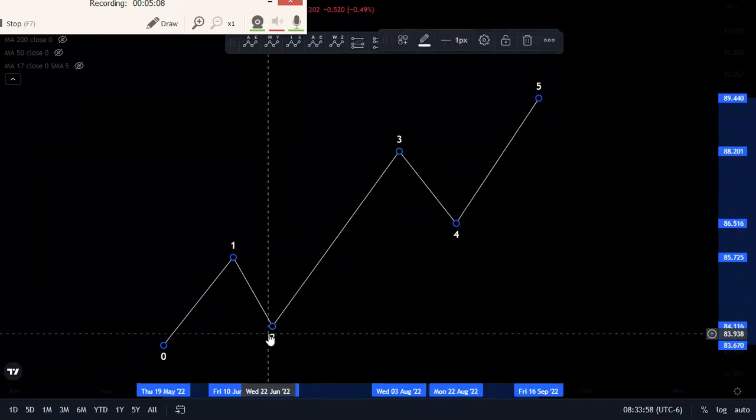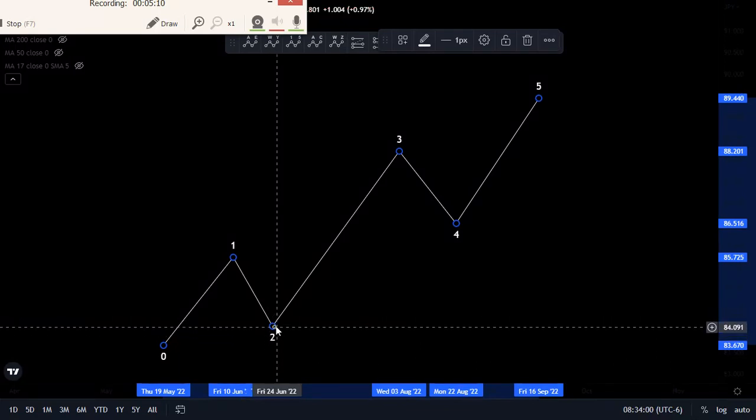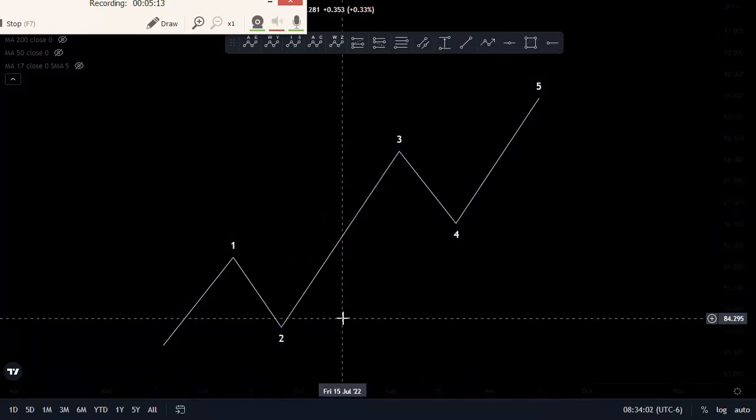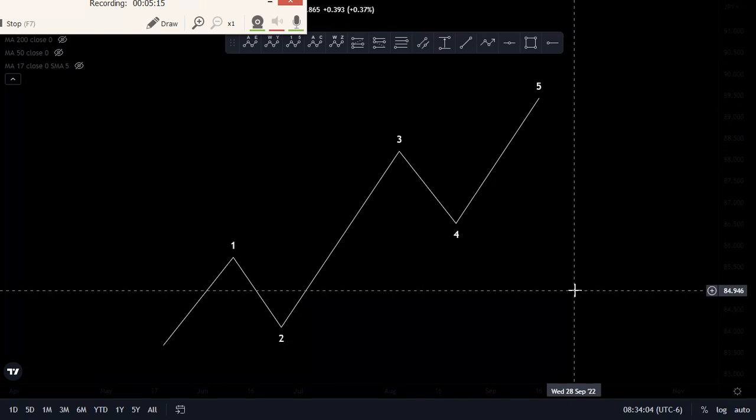This is just okay. So not perfect, but in concept it's just perfect. So Elliott perceived the market to move in this 5-wave form.